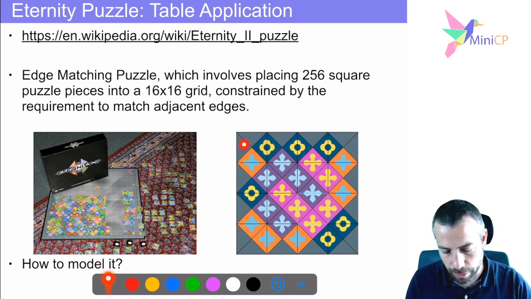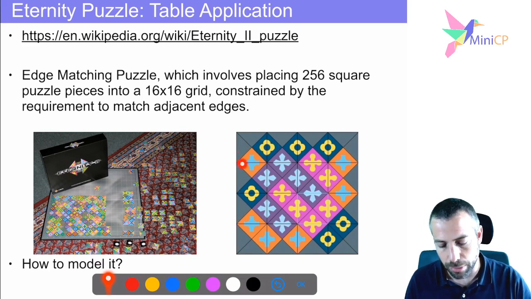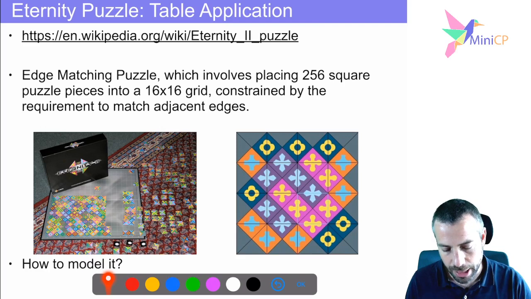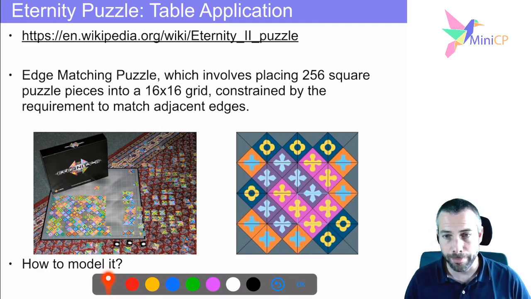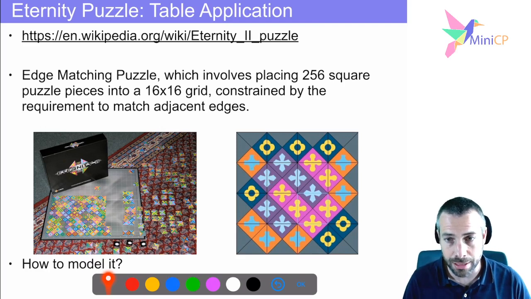So this is a possible solution for a 4 by 4 puzzle here. And you see that on every edge here, they match, right? They match next to each other. And the goal is to find which piece you should place in every location of the grid, of course satisfying the rule that every piece of the puzzle placed next to each other should match in color and shape.